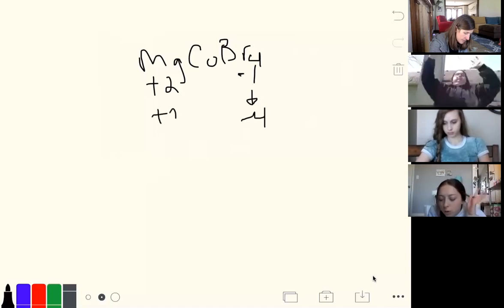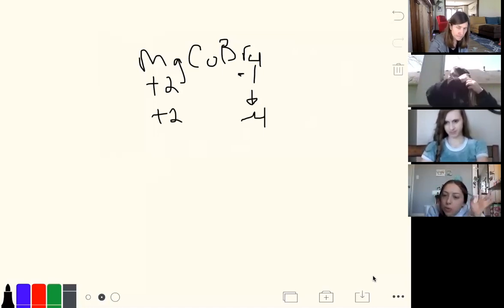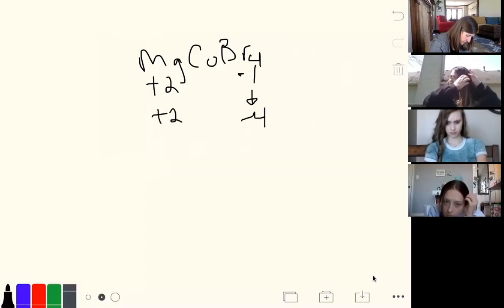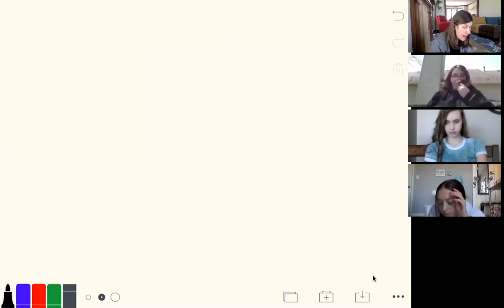That magnesium is +2. So cobalt is +2. Yes, very good. That is indeed true. So magnesium is +2, cobalt is +2, and bromine, each one of those is -1. So those are all of its oxidation numbers. If that seems to be making sense to you guys, we're going to move on. I'm just going to leave my screen on because fairly quickly here, we're going to use it again.